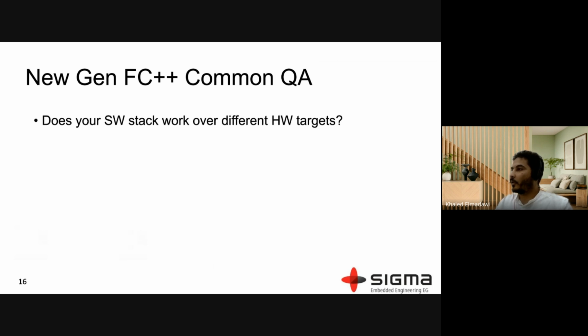Now some of the common questions and answers that we are being asked. First question: does our software stack run over different hardware, or is it limited to, for example, a Raspberry Pi? The answer is no. Our software stack can run over a variety of hardware. Whatever embedded Linux target, it can run over it. You may just have to change the hardware abstraction layer if required. Other than that, I think it can run over any embedded Linux hardware target.